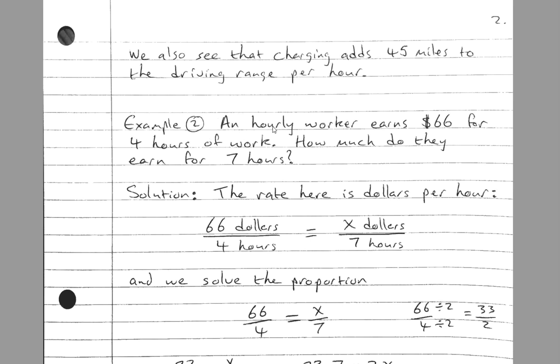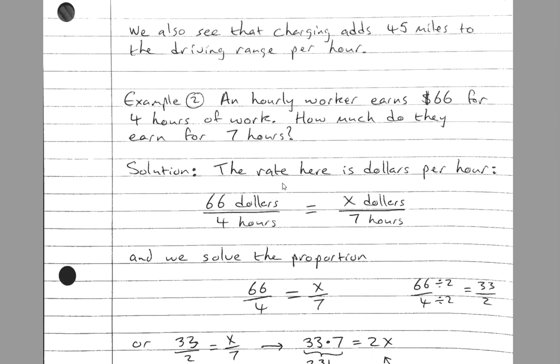Example 2. An hourly worker earns $66 for 4 hours of work. How much do they earn for 7 hours? Maybe you're used to this rate yourself. It's dollars per hour. So every hour you work, you get a fixed number of dollars.